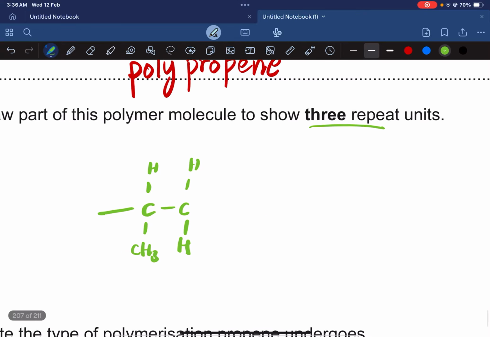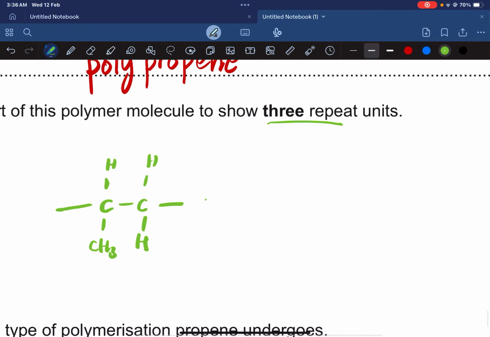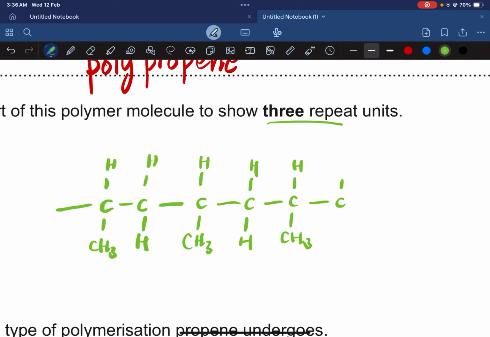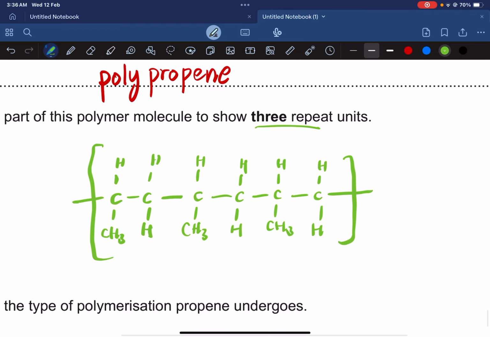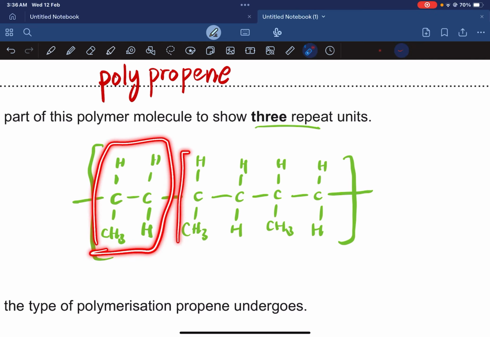Now I'm gonna draw the second repeat unit, which is gonna be H, CH3, H and H, and now I'm going to draw my third repeat unit, which is H, CH3, C, H, N, H, and I'm going to extend the bonds. I'm going to draw these things around it, and here I go with my 3 repeat units. This one is my first repeat unit, this one is my second repeat unit, this one is my third repeat unit.